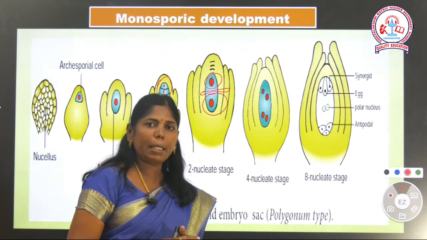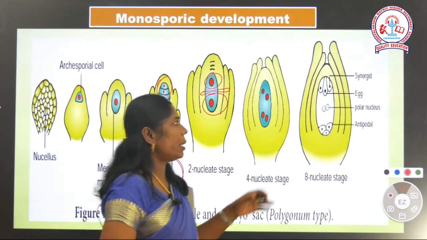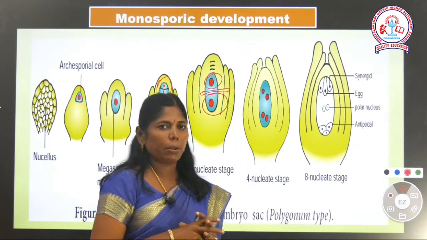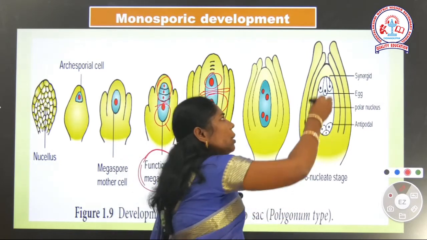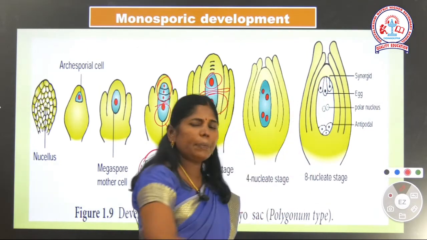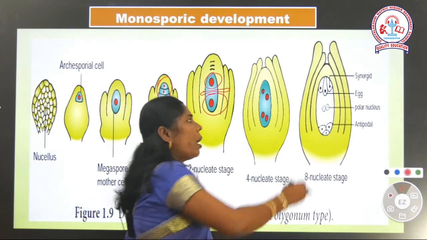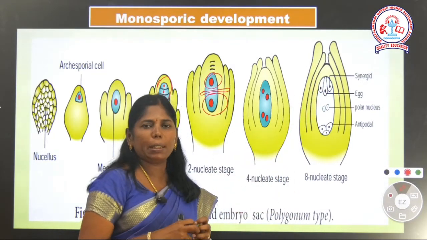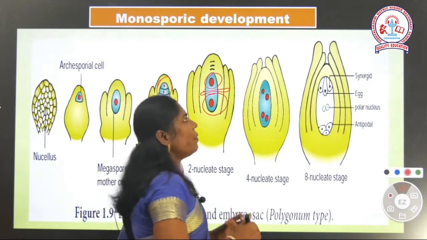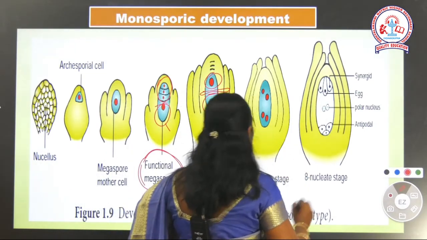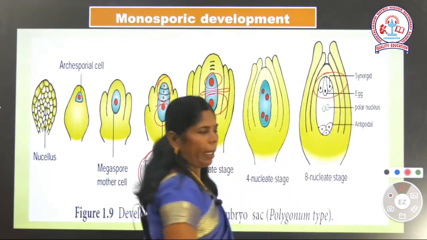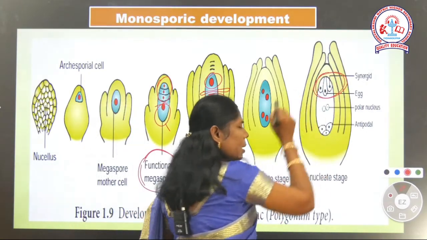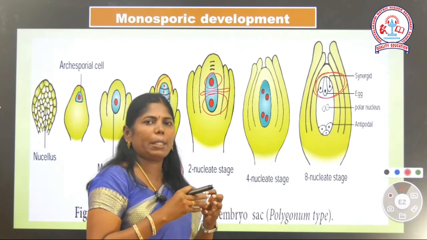So what is the meaning of cellular organization? Here the 8 nuclei have to arrange themselves. Actually 4 nuclei are at one end and another 4 nuclei are at the chalazal end. Of the 4 nuclei, 3 nuclei come together to form the egg apparatus. So we can see the egg apparatus towards the micropylar end.